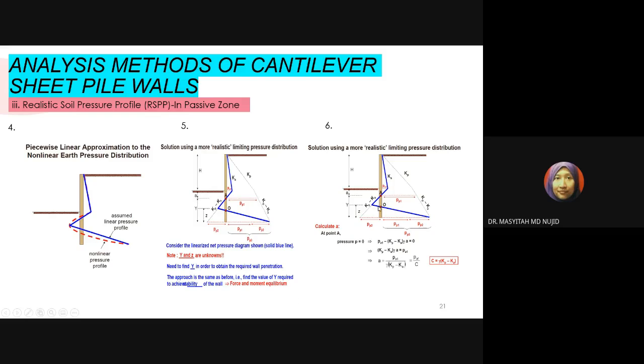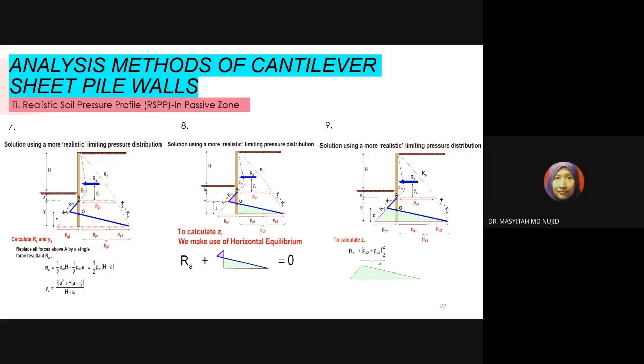So at this point A, assuming that the pressure P is equal to 0, all this is pressure. So PP2 is a passive pressure, PP1 is also a passive pressure. C is equal to gamma times Kp minus Ka. So we have the Ka, we have the Kp, and then we have the simplified coefficient of lateral pressure, Kp minus Ka. So you solve by replacing all forces above A by a single resultant force Ra, so that the Ya can be found as in the last equation.